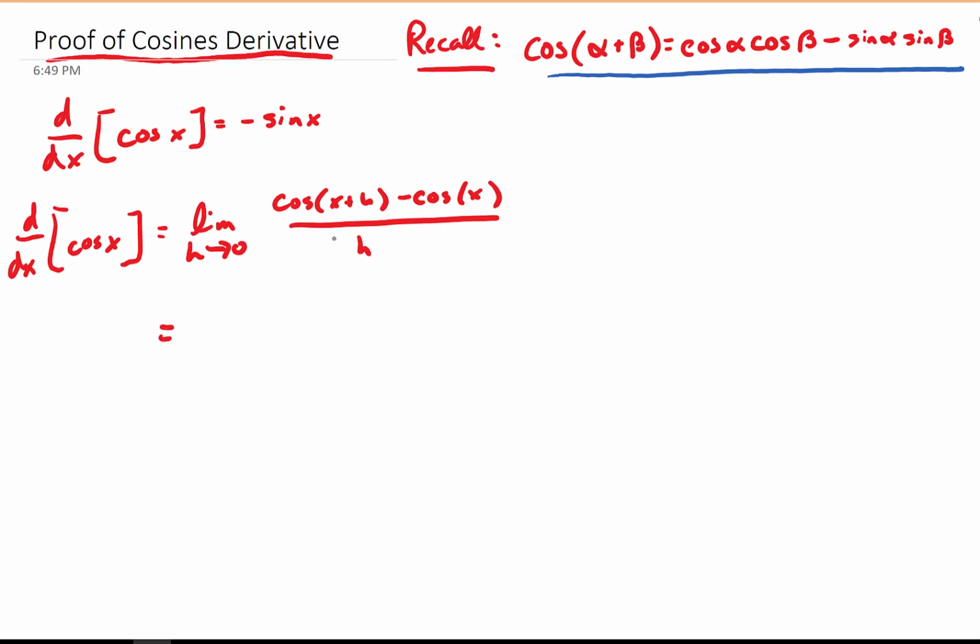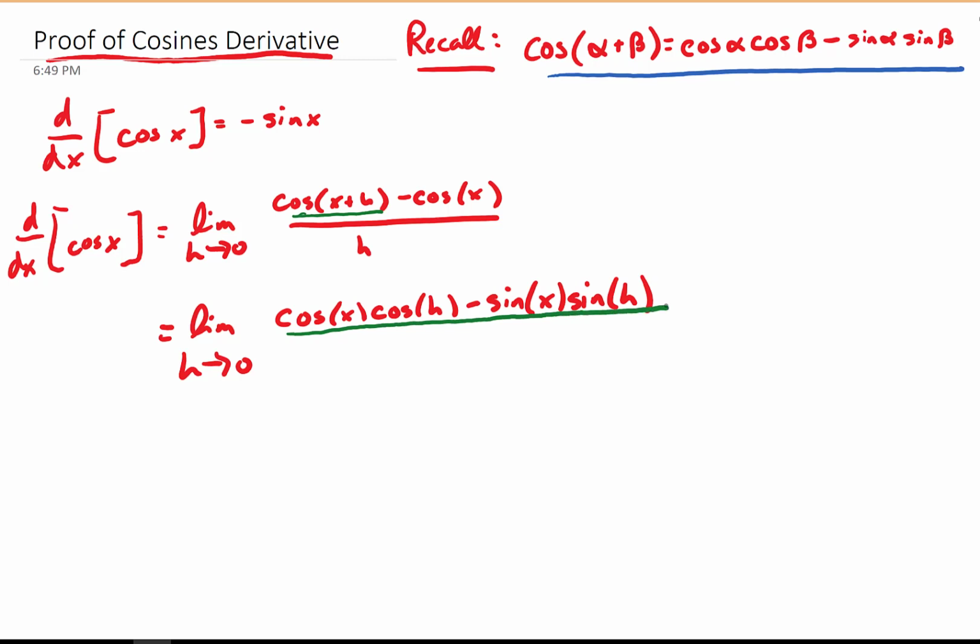So right away you can see why we needed this sum of two angles identity. So here in this case x will be playing the role of alpha and h will be playing the role of beta. And so we get the limit as h approaches 0 of the cosine of x, cosine of h, minus the sine of x, sine of h. And let's just clarify that what I've just written is just that expression right there, minus the cosine of x, that's still this term right here, minus that goes all over h.